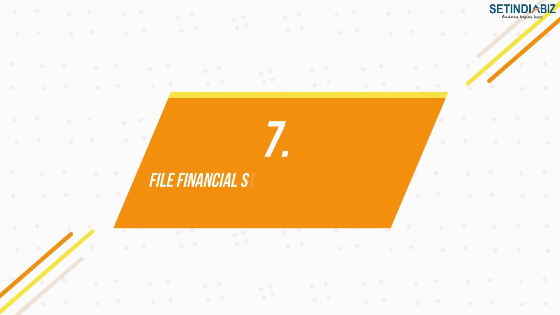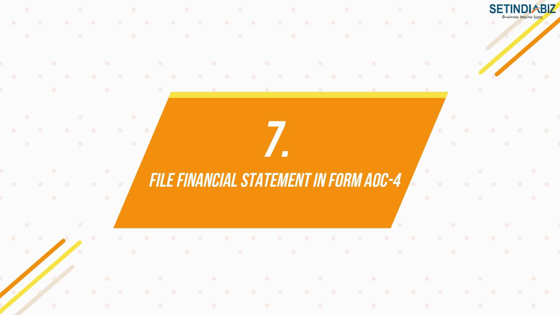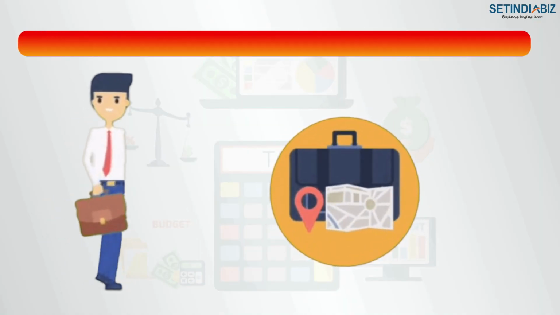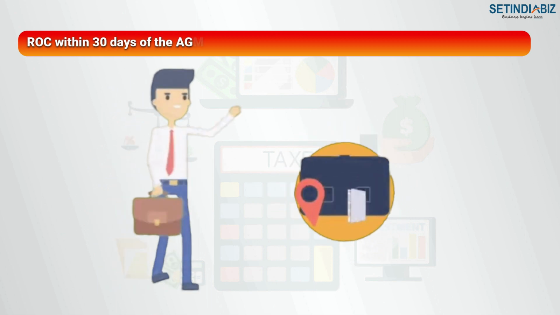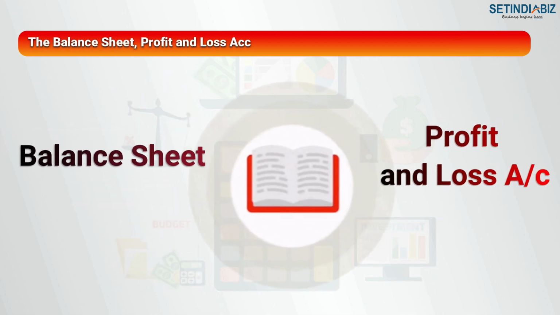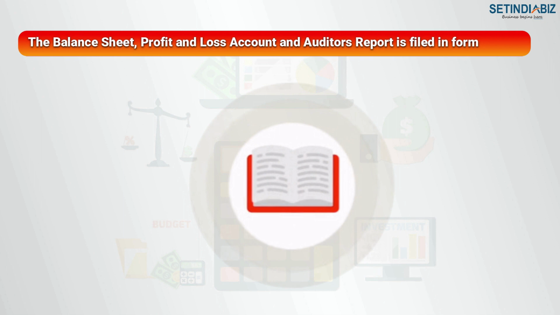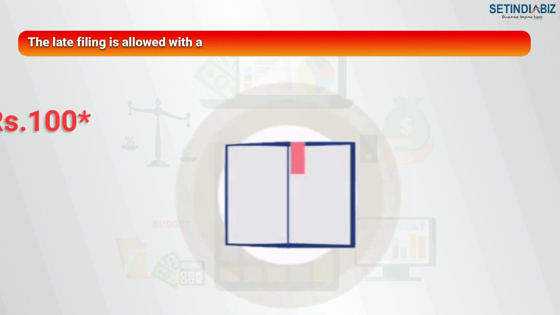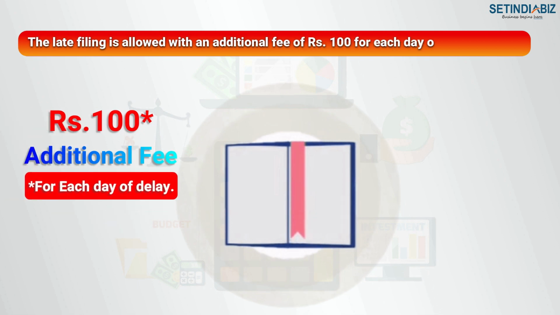7. File financial statement in Form AOC4. The annual financial statement report of the company is filed with the ROC within 30 days of the AGM. The balance sheet, profit and loss account and auditor report is filed in Form AOC4 with prescribed ROC fee. The late filing is allowed with an additional fees of ₹100 for each day of delay.